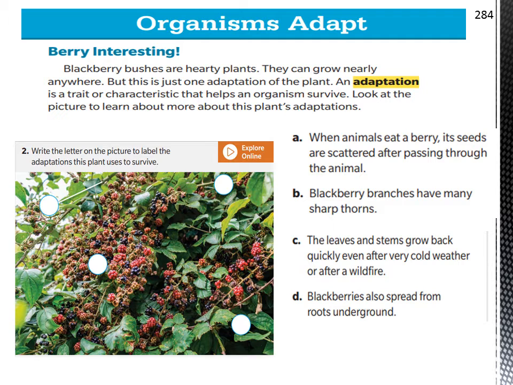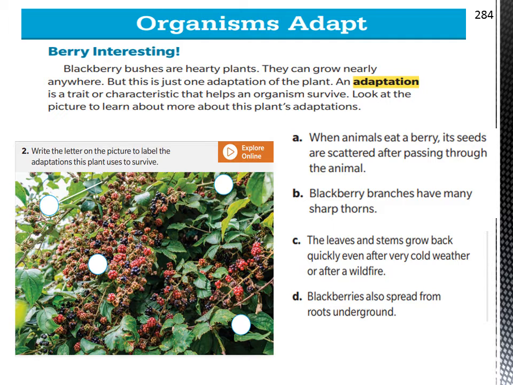Now let's go to page 284. Very interesting. Blackberry bushes are hardy plants. They can grow nearly anywhere. But this is just one adaptation of the plant. An adaptation is a trait or characteristic that helps an organism survive. Look at the picture to learn more about this plant's adaptations. Let's go to question 2. Write the letter on the picture to label the adaptation this plant uses to survive.